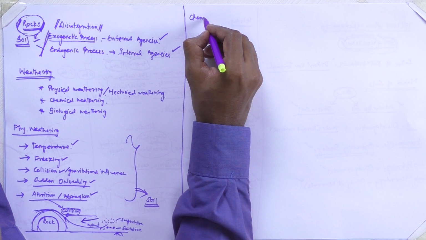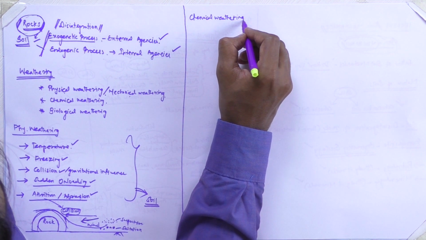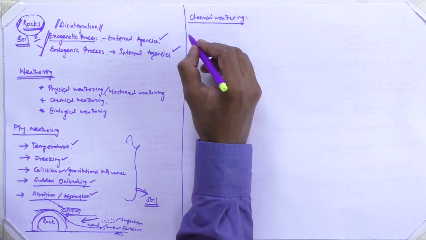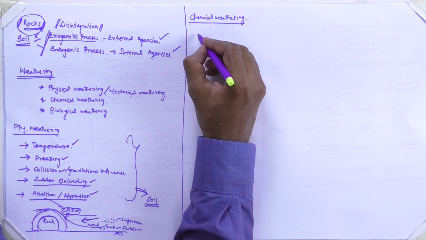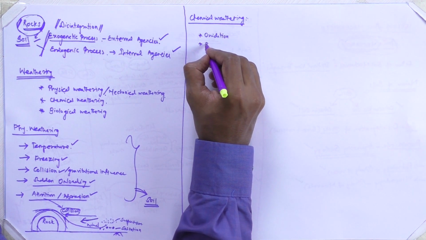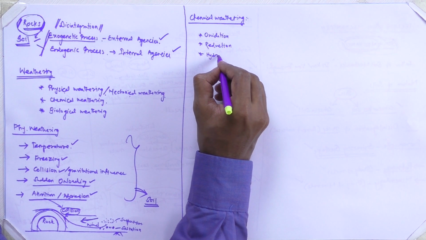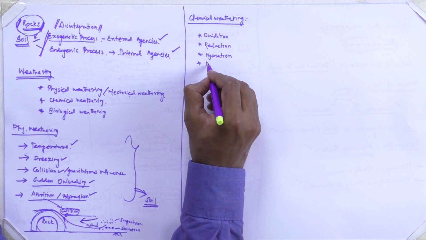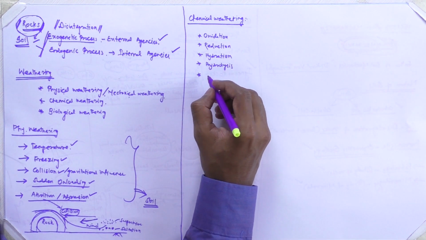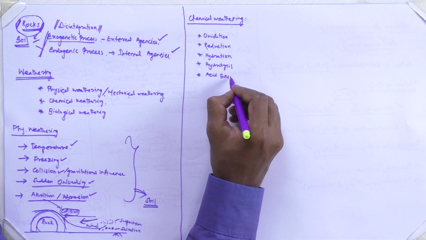Chemical weathering. What is chemical weathering? Chemical weathering involves chemical processes: oxidation, reduction, hydration, hydrolysis, acid base reaction.